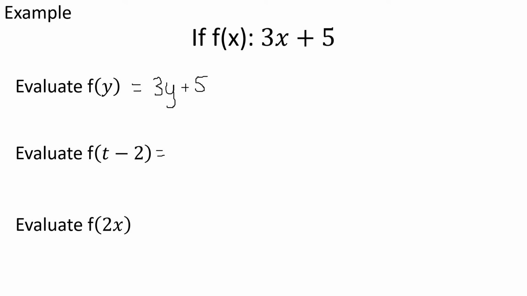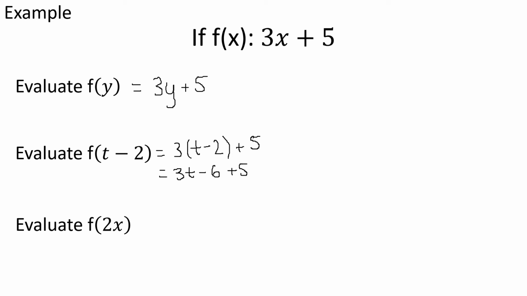So this time whenever we see an x, we need to substitute in t minus 2. So we would have 3 brackets t minus 2, because originally it's an x, but we're substituting in t minus 2, plus 5. So we can't leave it there because we can actually expand out our brackets. So if we expand the brackets out, we've got 3t minus 6 plus 5.